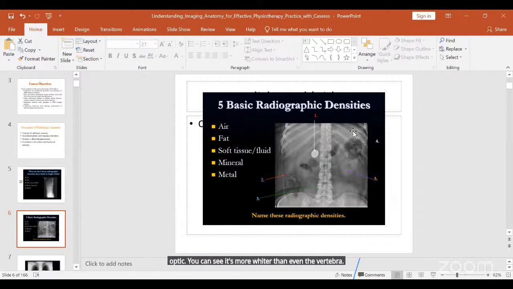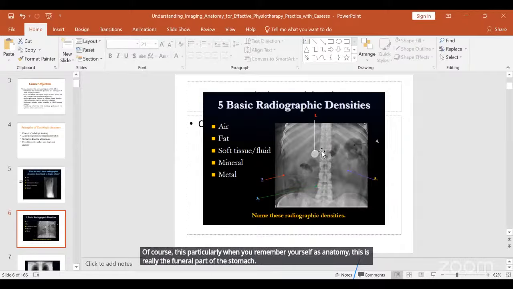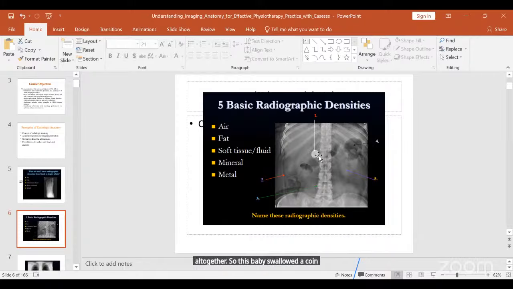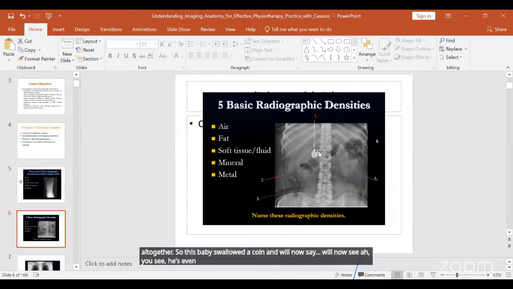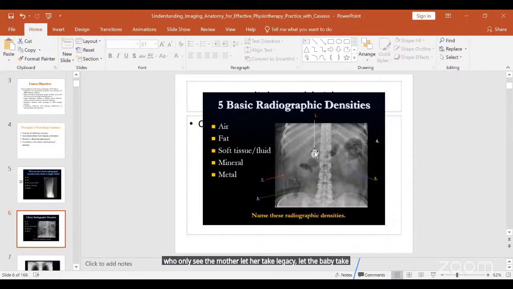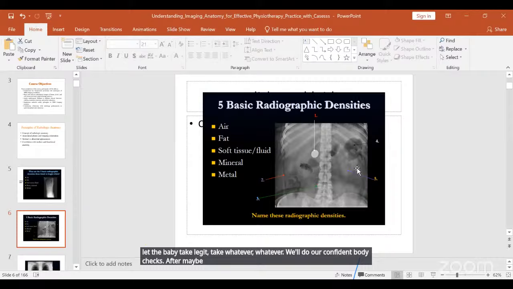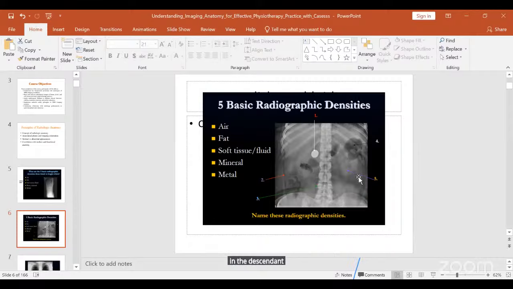Yes. Now, this coin is in the region of the stomach. When you remember your surface anatomy, this is the fundal part of the stomach. Are we together? So this baby swallowed the coin, and you see, it's even leaving the stomach, going into the small intestine. We always say the mother should let the baby take laxatives, whatever. We'll do what we call foreign body chasing. After maybe 1 hour, 2 hours, we must see the coin here in the descending colon. We'll just let her take a lot of fluid.